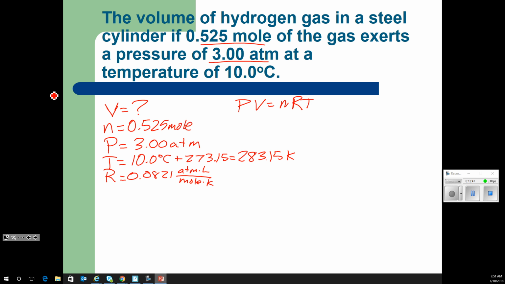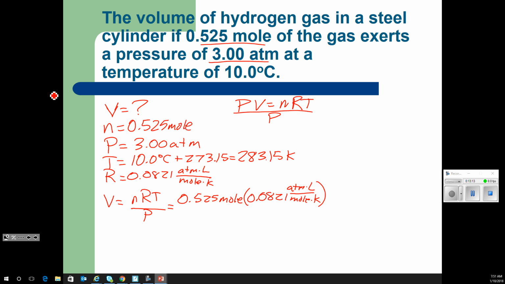Okay, and we're solving for V this time, so we're going to divide both sides by P. So volume equals nRT divided by P, going through 0.525 moles times 0.0821 atmospheres times liters divided by mole times Kelvin, times temperature 283.15 Kelvin, divided by pressure, which is 3.00 atm.